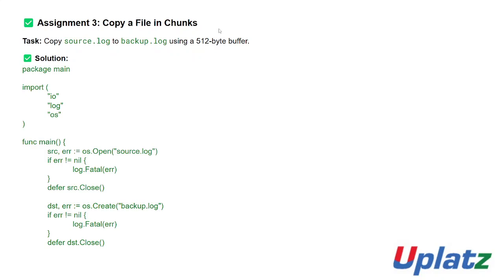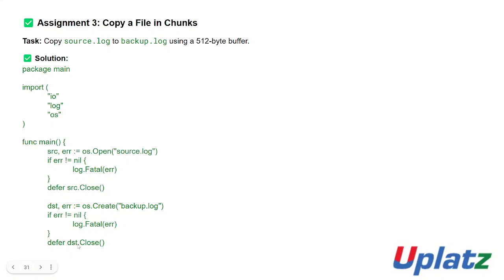Assignment 3, copy a file in chunks. Copy source.log to backup.log using a 512-byte buffer. Package main, then import io, log, os, all imported. Func main, src, err := os.Open("source.log"). If err != nil, then log.Fatal(err). Defer src.Close(). dst, err := os.Create("backup.log"). If err != nil, then log.Fatal(err).